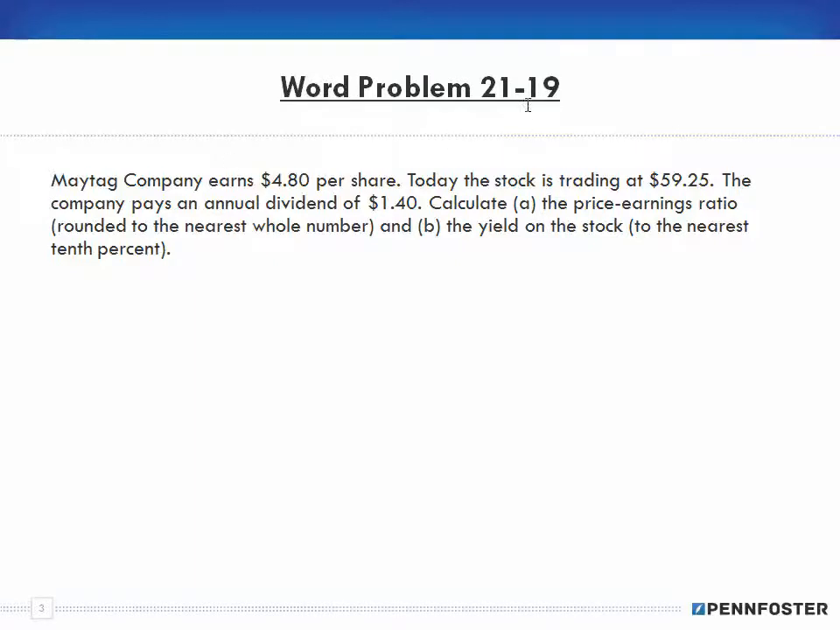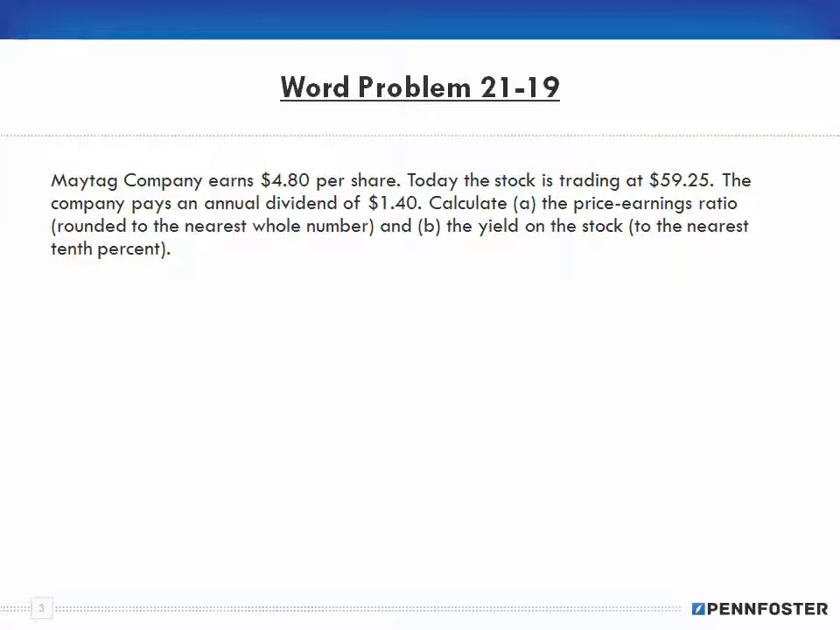Okay, 21.19. Maytag Company earns $4.80 per share. Today's stock is trading at $59.25. The company pays an annual dividend of $1.40. Calculate A, the price to earnings ratio, rounded to the nearest whole number, and B, the yield on the stock to the nearest tenth of a percent.